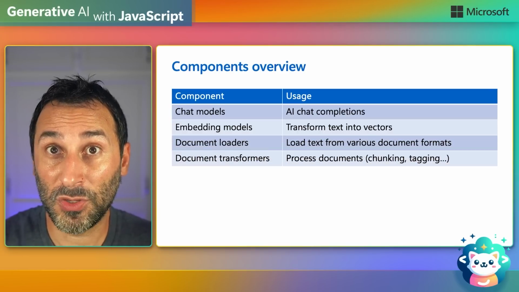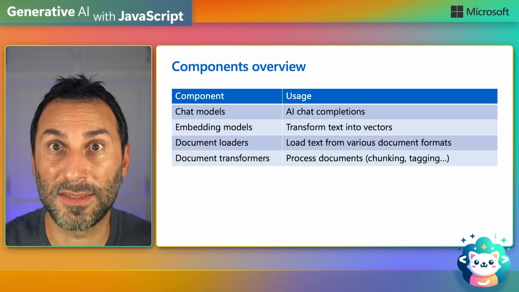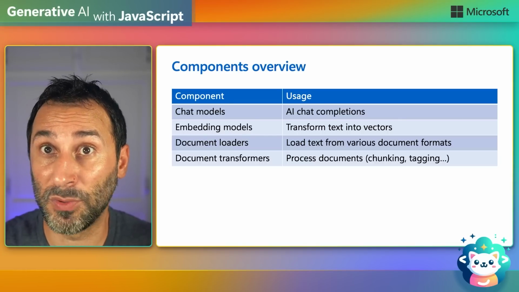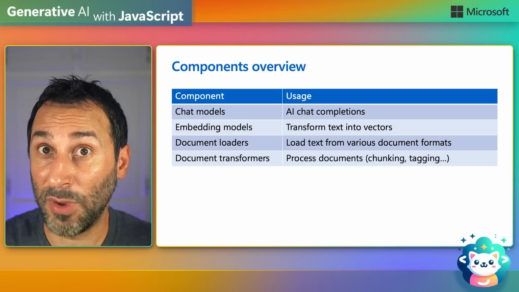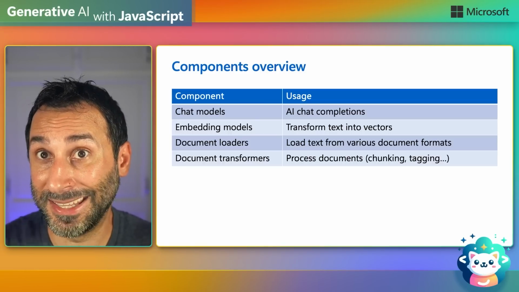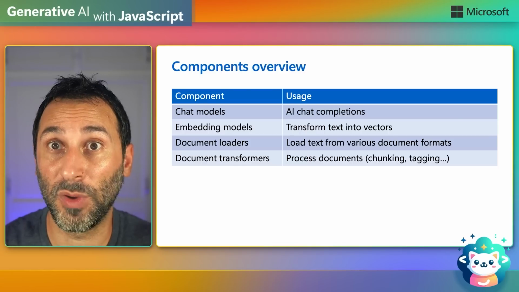There are all sorts of document helpers to load data from various sources and formats, like Office documents, YouTube videos, web pages, GitHub repos, and more. You also have everything you need to process the text from these documents, like splitting it in smaller pieces or automatically tagging the content to add metadata.